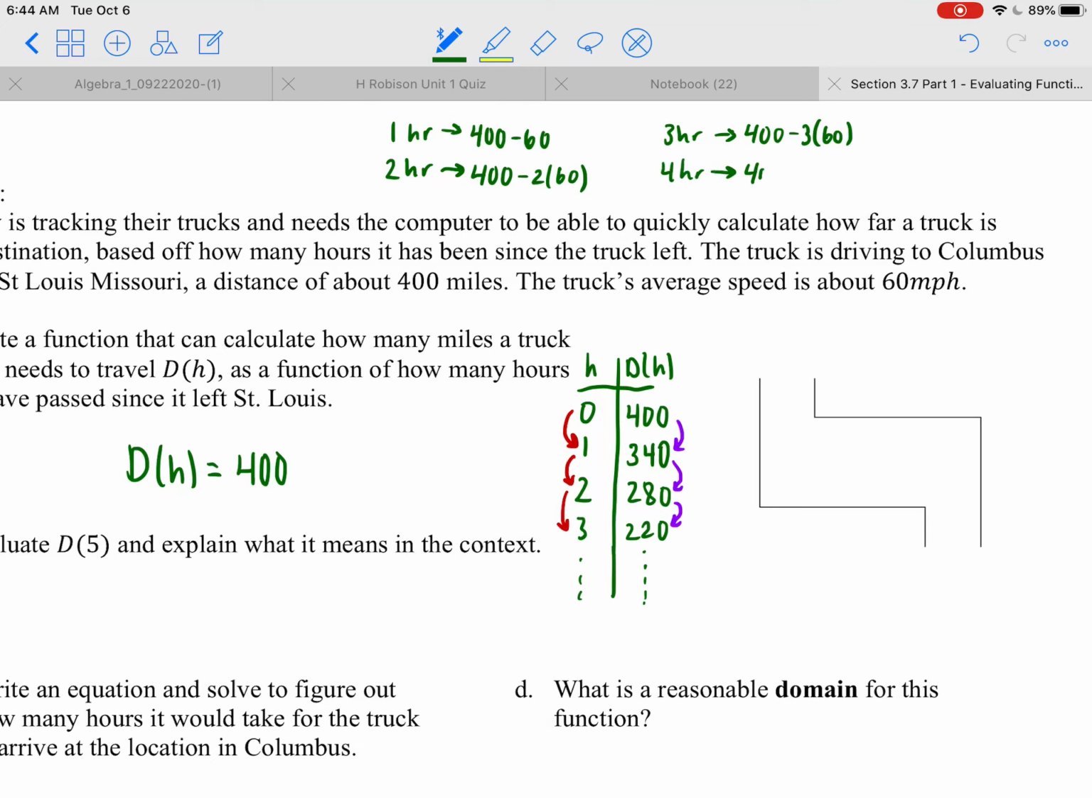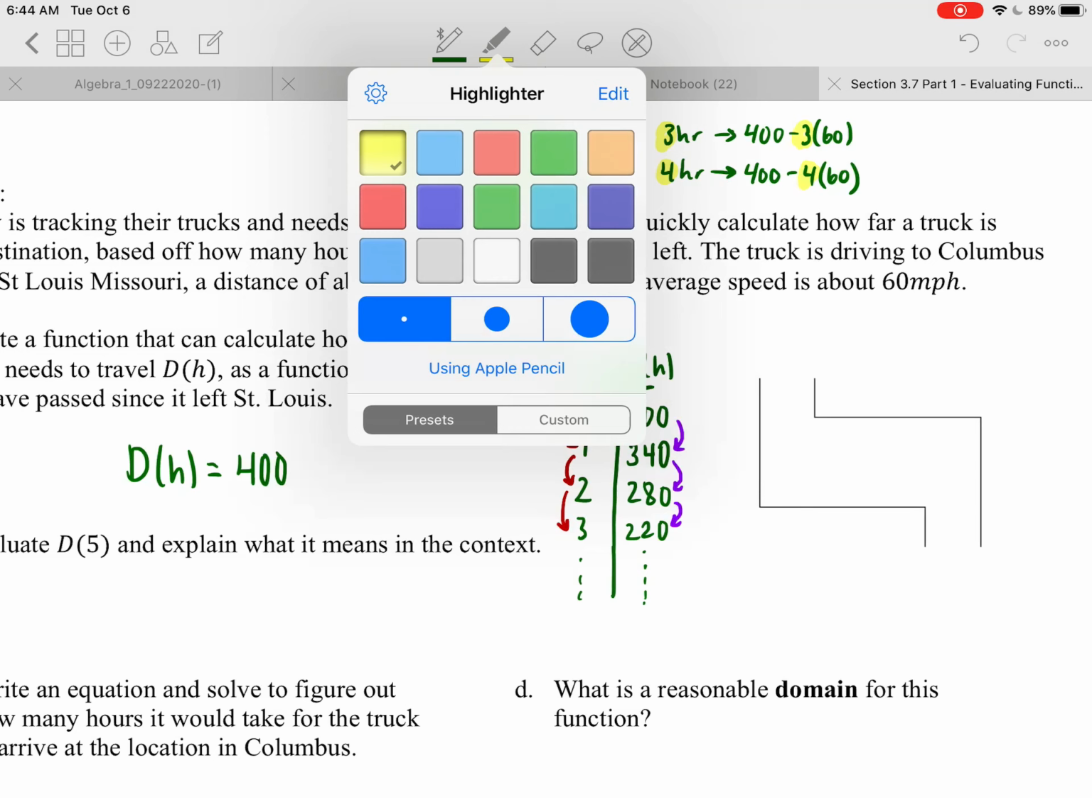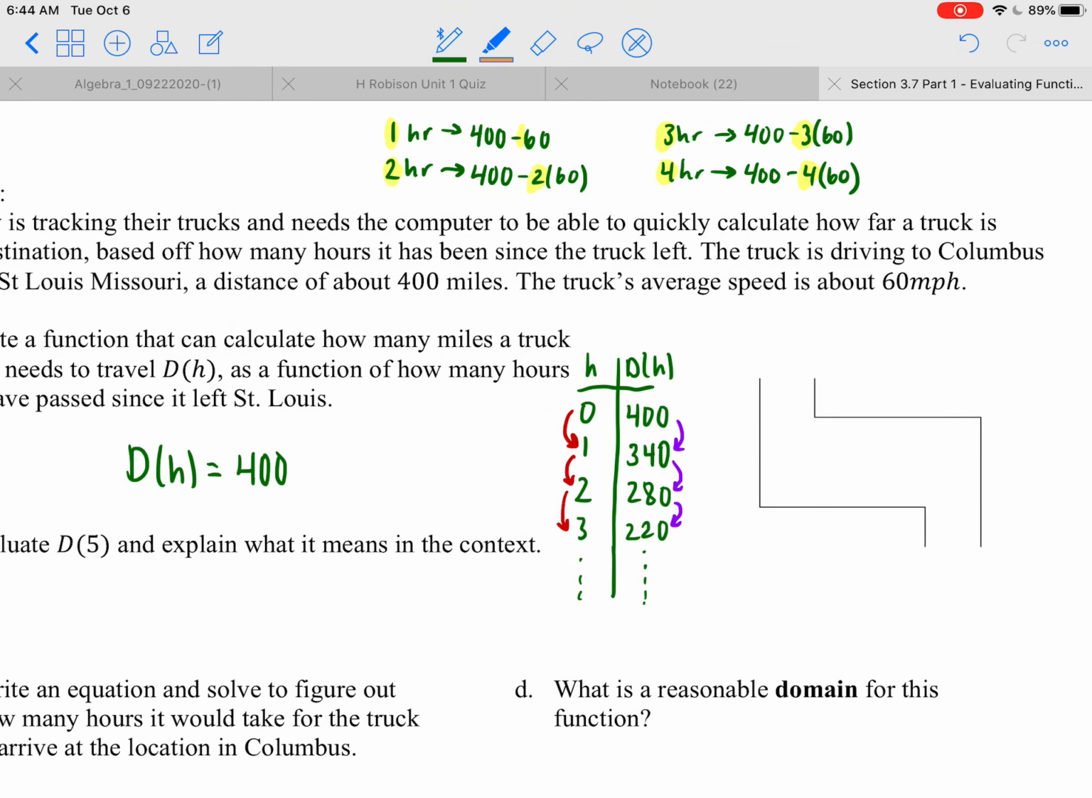It would be 400 minus 4 times 60. You're kind of starting to see the pattern here. However many hours we've driven, that's the number that we put out in front of the 60, right? When it was 1 hour, it was just 1 times 60. When it was 2 hours, it was 2 times 60. When it was 3 hours, it was 3 times 60. When it was 4 hours, it was 4 times 60. So the amount of miles we still have to cover is going to be 400 minus the number of hours that we've already driven times 60.